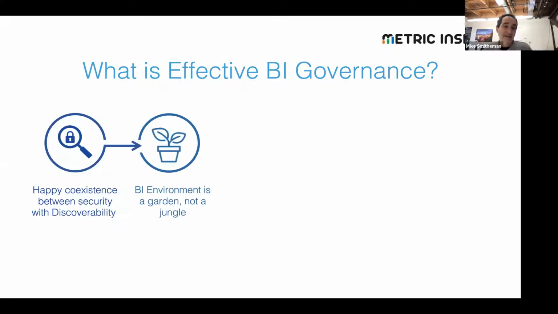Second, a BI environment that's well governed is more of a garden than a jungle. So what do I mean by that? Well, think about your BI environment. Does it look like a Japanese garden? Everything in its place, well organized, users going through, easily finding what they need, having a path to go through their journey as they explore their BI environment? Or does it look like a jungle?